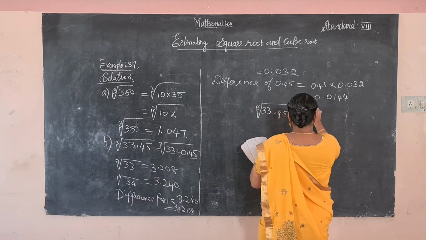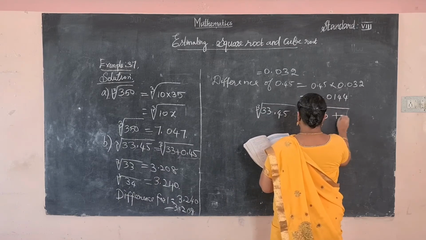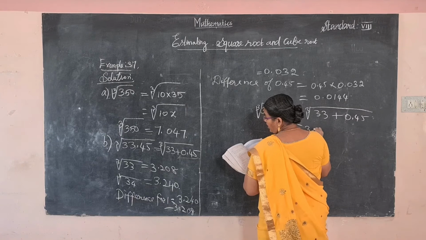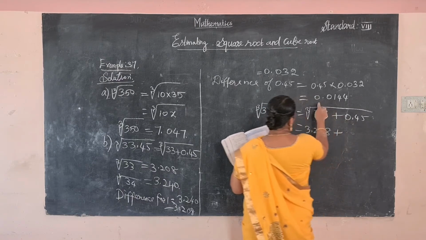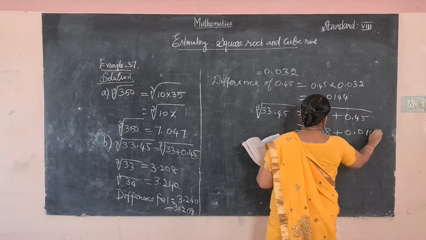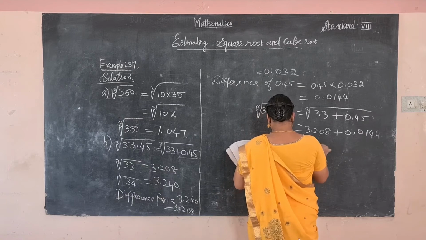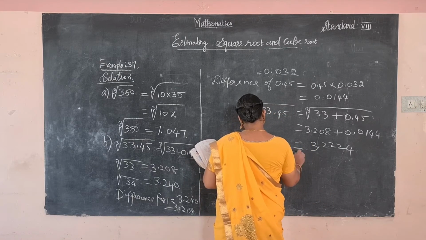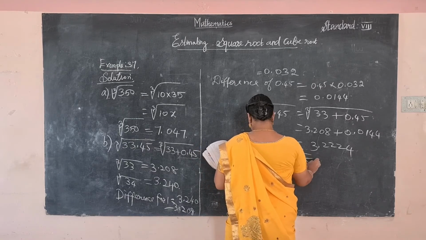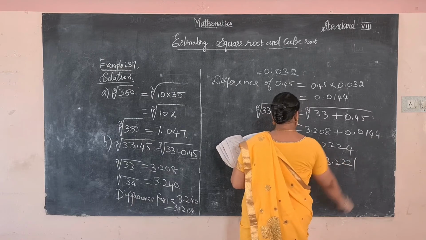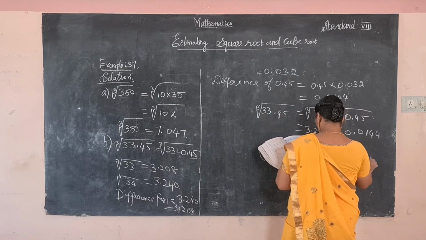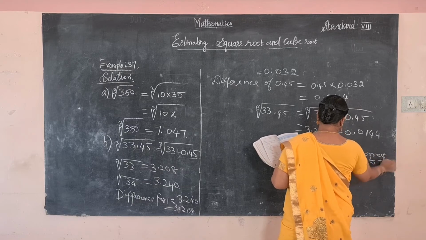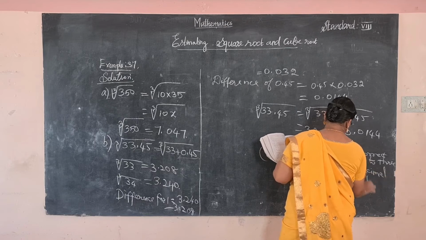So the cube root of 33.45 is equal to the cube root of 33 plus 0.45. What is the value of the cube root of 33? 3.208, plus the value we found, 0.0144. Add these two values. What do we get? 3.2224. So the cube root of 33.45 is equal to 3.222, correct up to 3 decimal places.